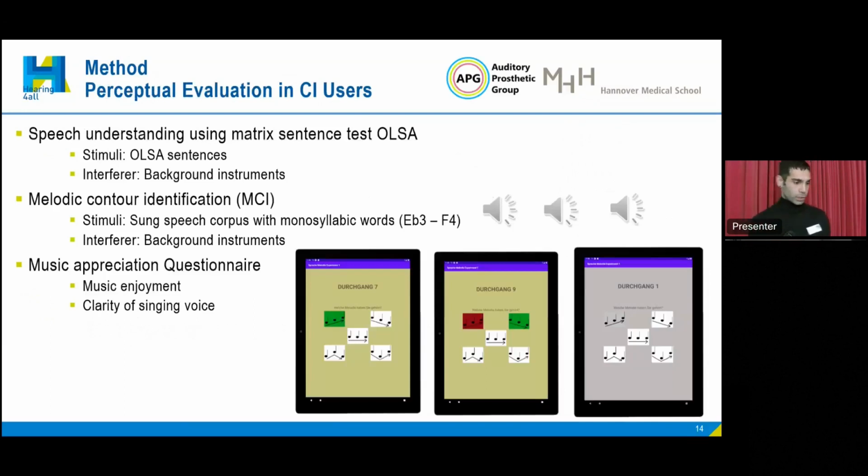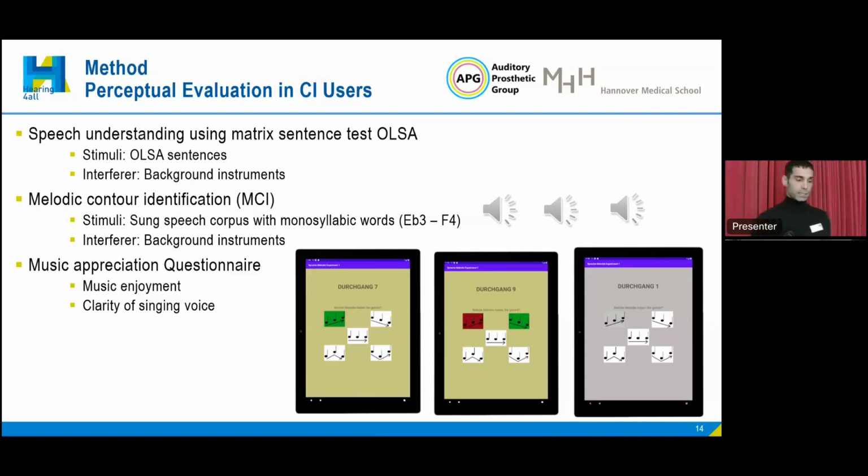And now I would like to talk about the perceptual evaluation that we had in this study. We had 3 perceptual evaluations. The first one was speech understanding using the OLSA test, but we have adapted the OLSA test for music, in which we have used the OLSA sentences as stimuli, but we substituted the background noise with background instruments as an interferer to somehow mimic vocal understanding in music, not speech understanding in noise.